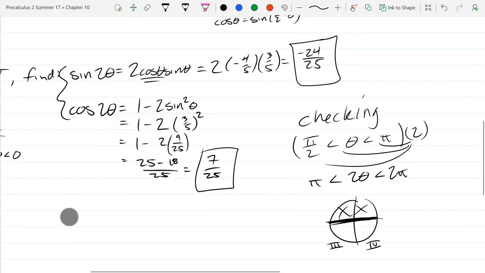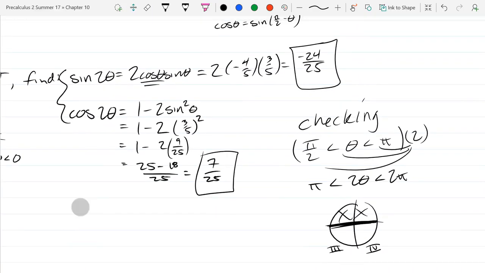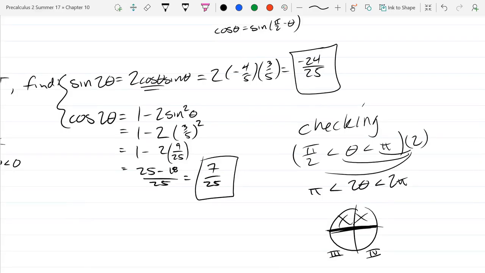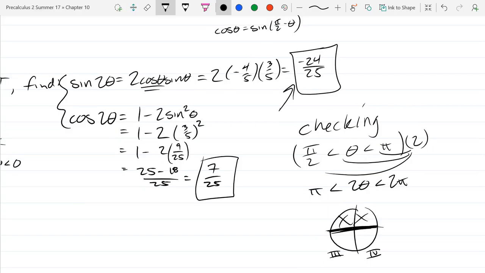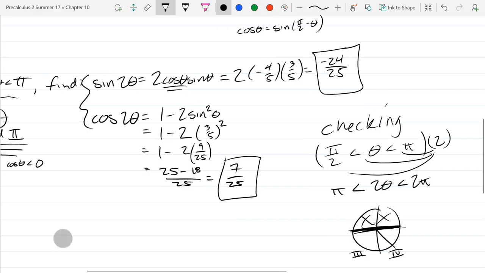All right. So do our values match? Unfortunately, because we have some ambiguity, all I can say for sure is sine is negative. Sine of 2 theta is negative, which I see is happening right there. That's good. The fact that cosine is positive here is okay. All that tells me is 7/25 positive. We're somewhere right in quadrant 4 because cosine is positive.